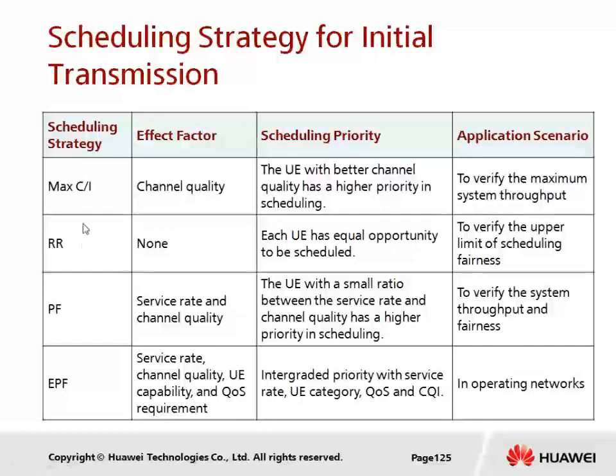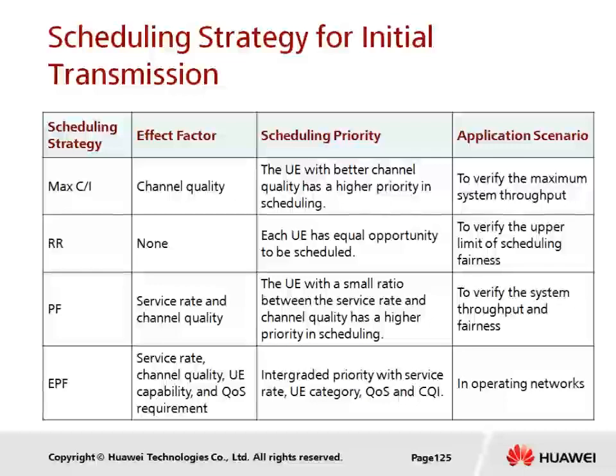The second scheduling strategy is called round robin, where round robin simply arranges the scheduling priority based on a first in, first out concept, in which each user has equal priority or equal opportunity to be scheduled. So this is only suitable if we wish to verify the upper limit of the scheduling fairness. Round robin is considered the most fair scheduling algorithm, but it does not really help to verify the system throughput as the peak throughput. So round robin is seldom used actually.